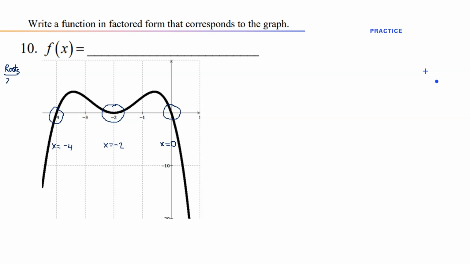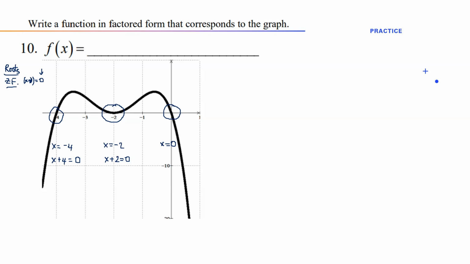Now we find the zero factors. For the zero factors, this one will be x plus 4 equals 0. x plus 2 equals 0. And the last one, we're already in that format, x equals 0. So for the zero factor, we want to move everything to the left hand side and set it equal to 0. Make the right hand side equal 0.